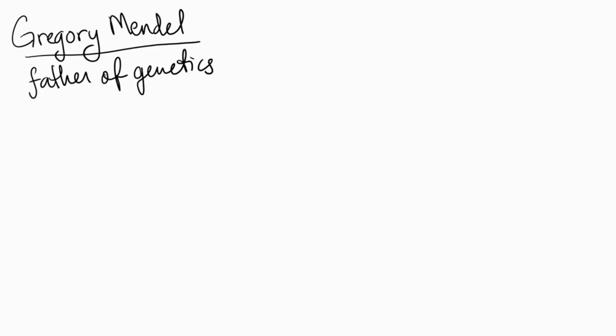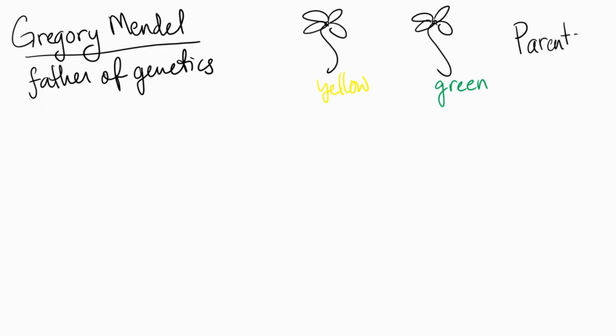So if he took 2 plants, one of them had green peas and one had yellow peas. Using that information, he started extrapolating. So these are the parents, and he labeled these as the parents. And then when these were mated to each other, they made a set of offspring.